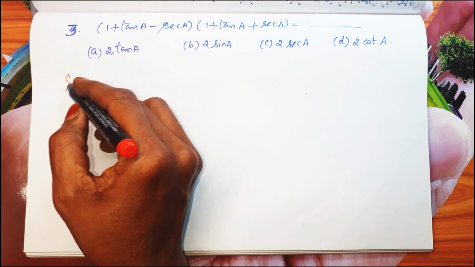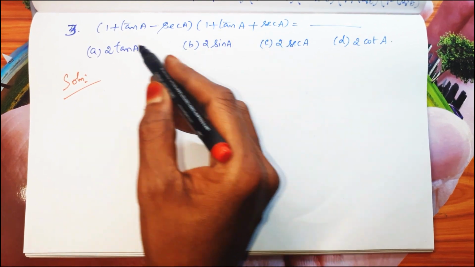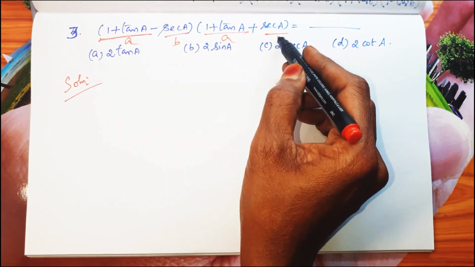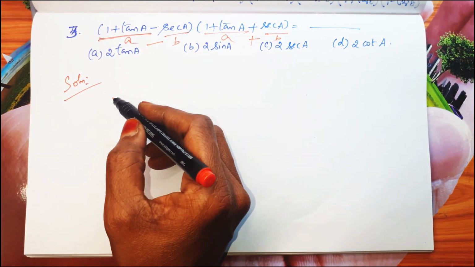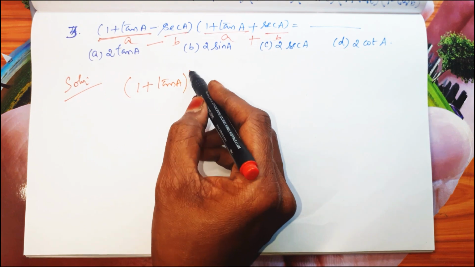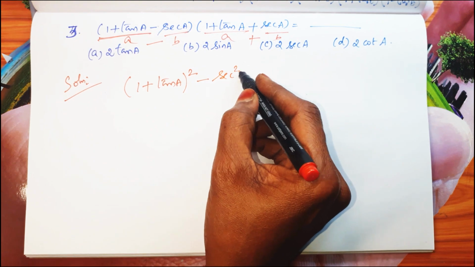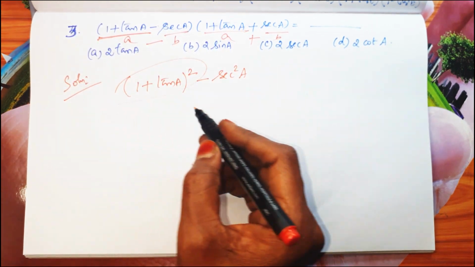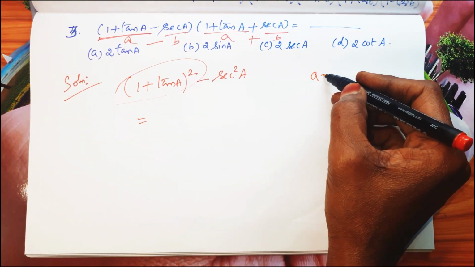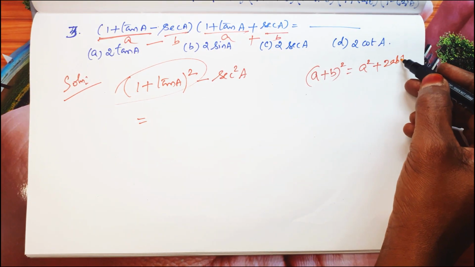And the third problem, 1 plus tan A minus secant A, 1 plus tan A plus secant A. Take this as A and this as B. So A plus B, A minus B. What is the formula? A squared minus B squared. A squared means 1 plus tan A the whole squared, because in the place of A we have a term 1 plus tan A, minus secant squared A. What is the formula for A plus B the whole squared? A plus B the whole squared is equal to A squared plus 2AB plus B squared.